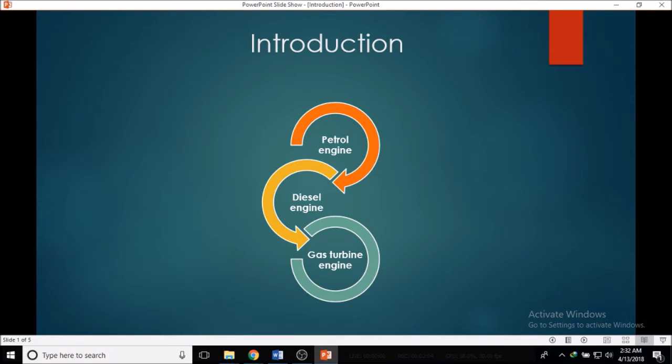The pre-mixing was formerly done in the carburetor, but now it is done by electronically controlled fuel injection, except in small engines where the cost and complication of electronics does not justify the added engine efficiency. Okay, thank you.